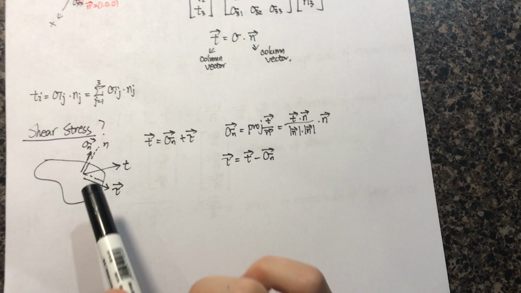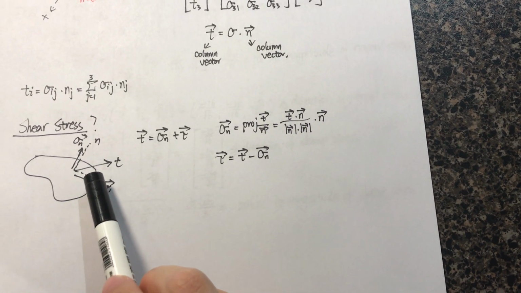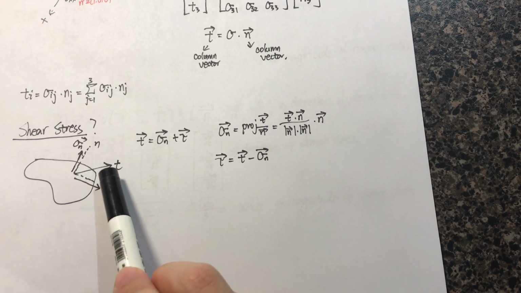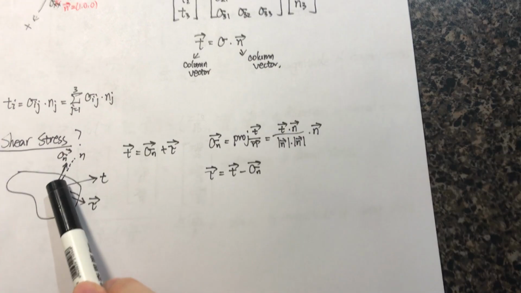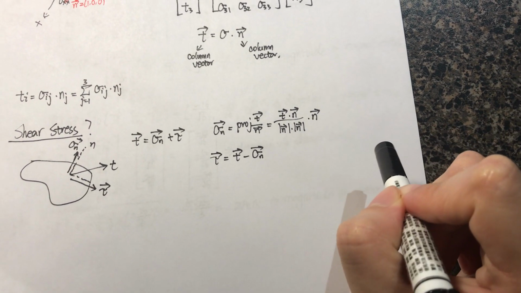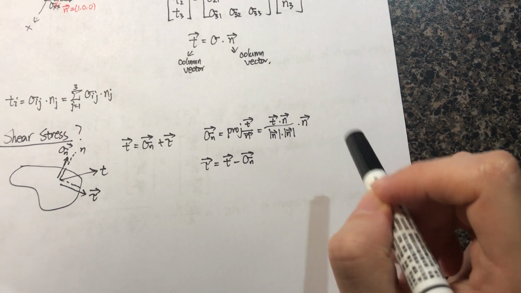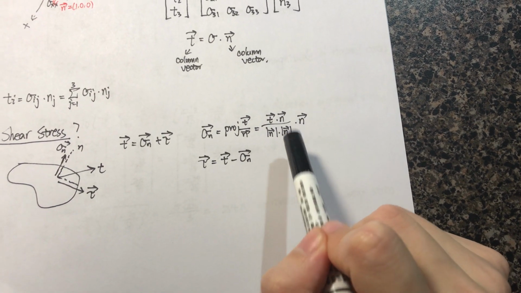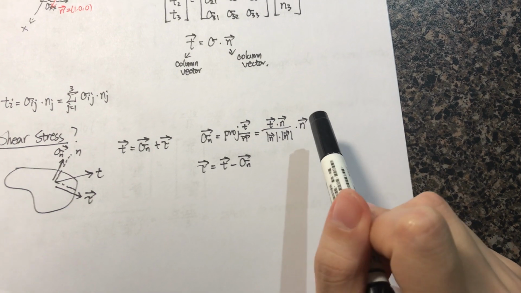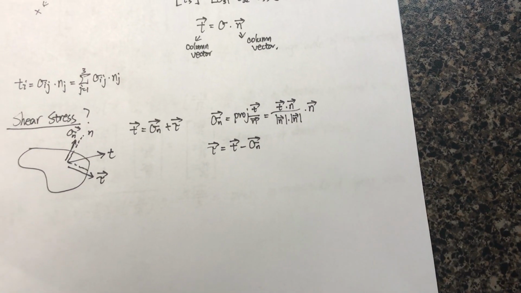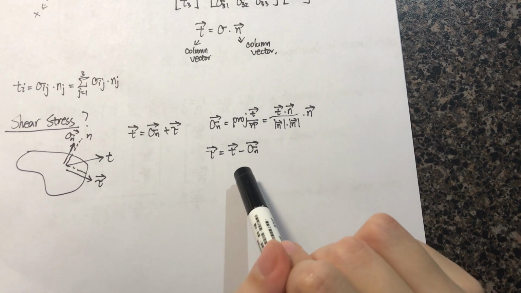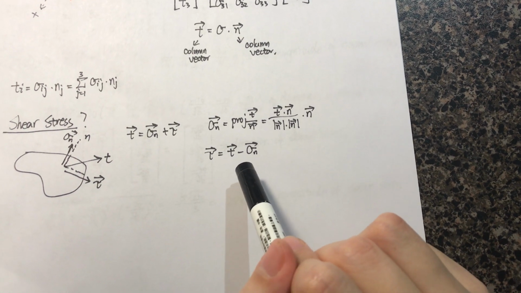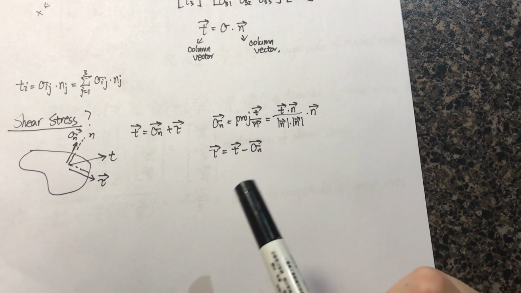So how do we calculate the normal stress? This is actually just the projection of T on n. So we can apply the dot product: T dot n over the norm of n, times n. And the shear stress is just the traction vector minus the normal stress.